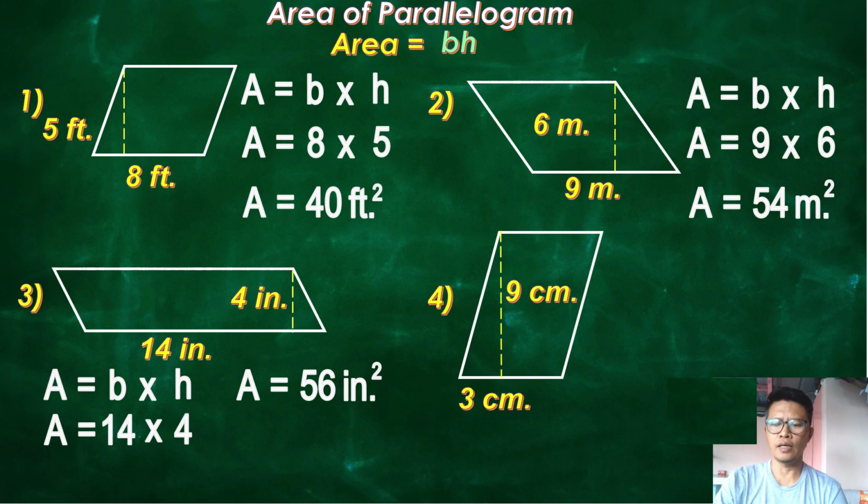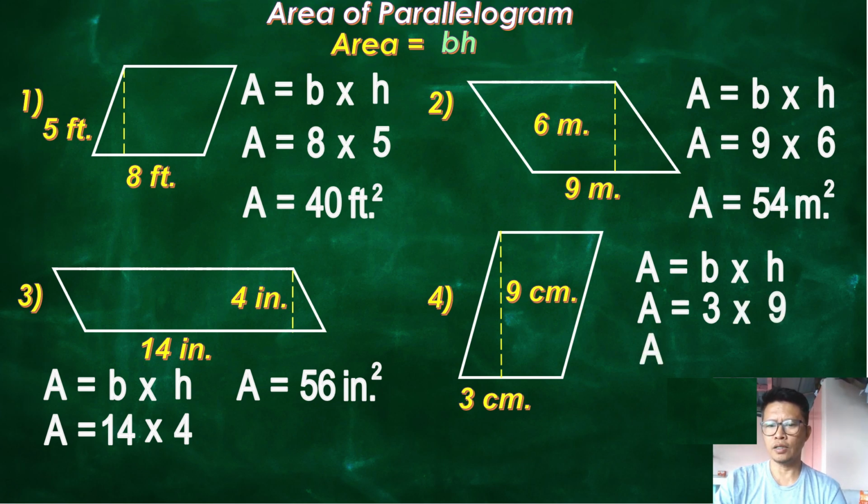Okay, so and the last one, we have a parallelogram which has a base of 3 centimeters and a height of 9 centimeters. Okay, so that is area is equal to base times height, and area is equal to base, which is equal to 3 centimeters times height of 9 centimeters. So area is equal to 3 times 9 is equal to 27 square centimeters.